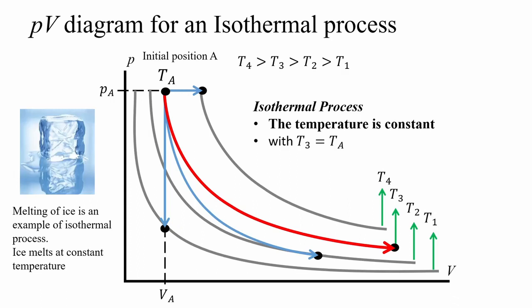Here we have the pressure-volume diagram for an isothermal process. We see that as it decreases in pressure and increases in volume the temperature remains the same at this new position. An example for this type of process is the melting of ice. At this position the temperature T3 is equal to Ta.